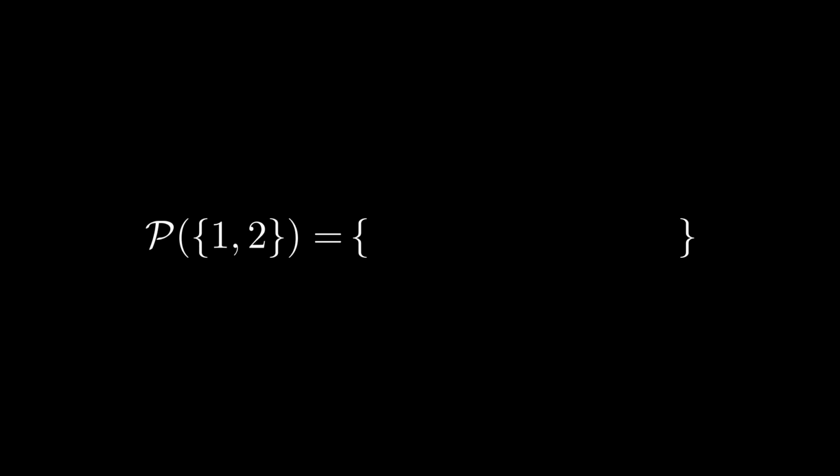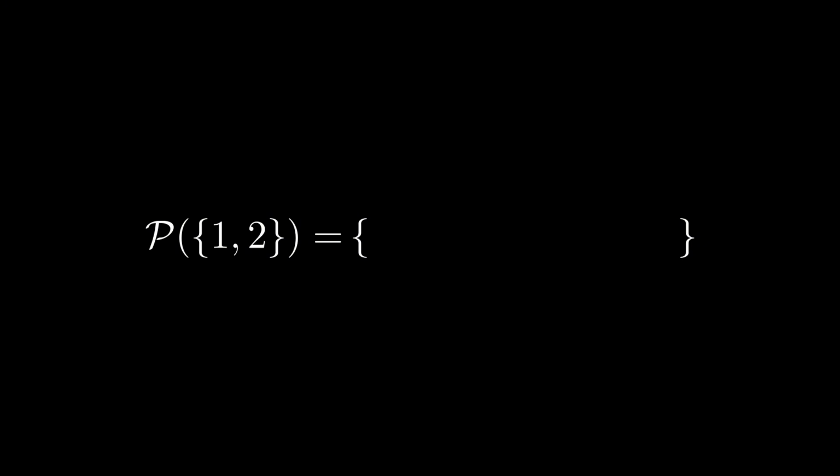Next, let's talk about power sets. The power set of a set A is the set of all subsets of A. The shorthand way we represent the power set is by using this fancy P symbol and putting the set in parentheses after the P. As an example, let's find the power set of the set containing 1 and 2.